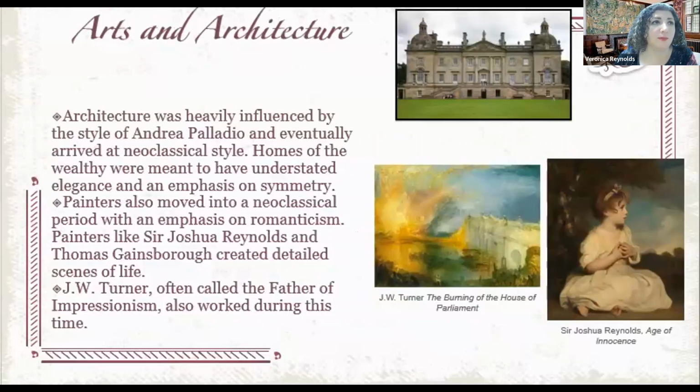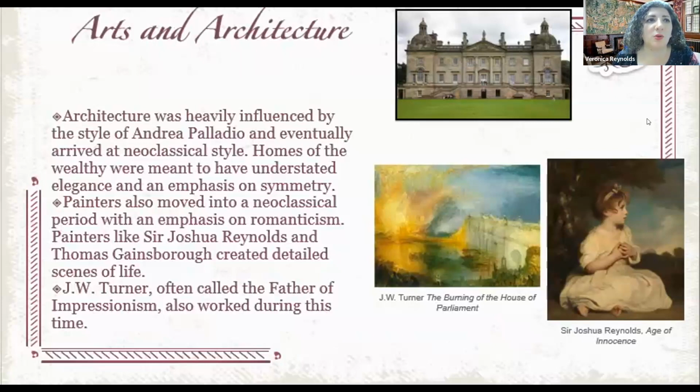Art and architecture. So the architecture of the Georgian era is heavily influenced by the style of Andrea Palladio and eventually arrives at this kind of neoclassical style. The homes of the wealthy were meant to have an understated elegance. I don't know if you'd call this understated, but it's a little bit less showy than what we think of for like Victorian era. And there was an emphasis on symmetry.